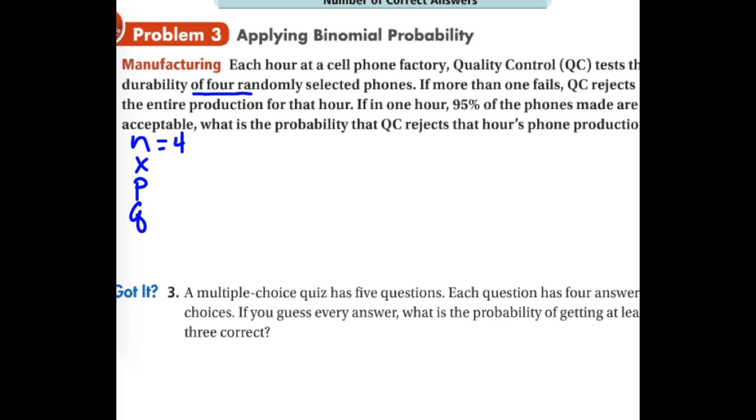Now, how would I define X? X was the number of successes. And it said, if more than one fails, they're going to reject them all. And we said that meant 2 could fail, 3 could fail, or 4 could fail, right? So X is going to be 2, 3, or 4. We're going to have to do a few of these.